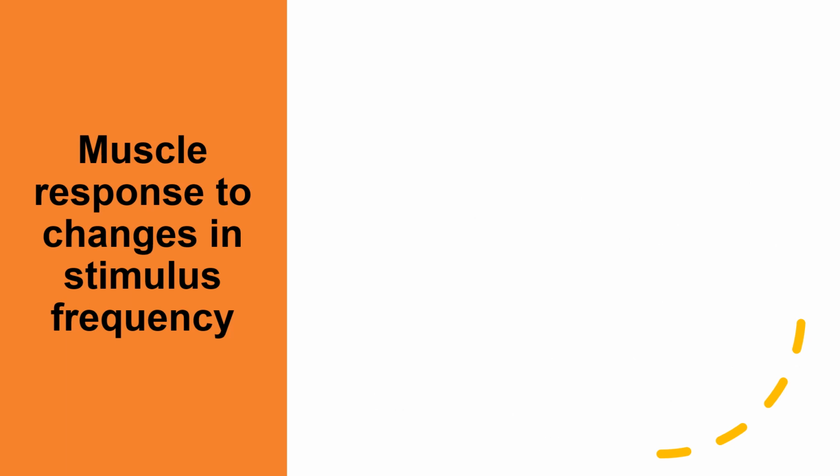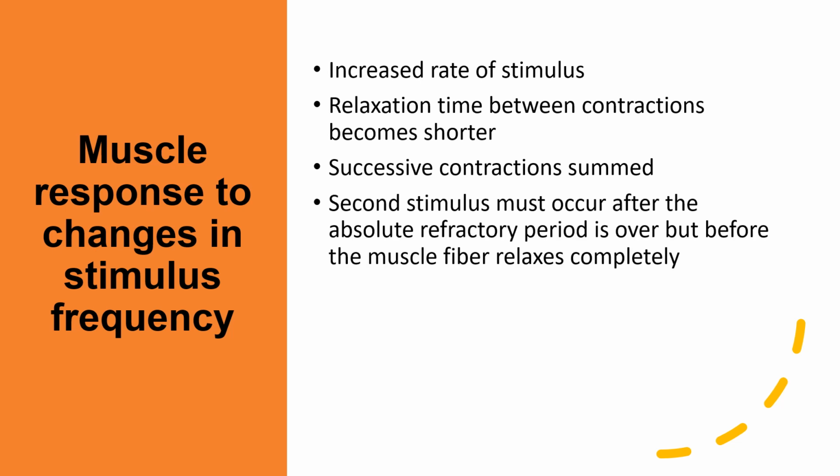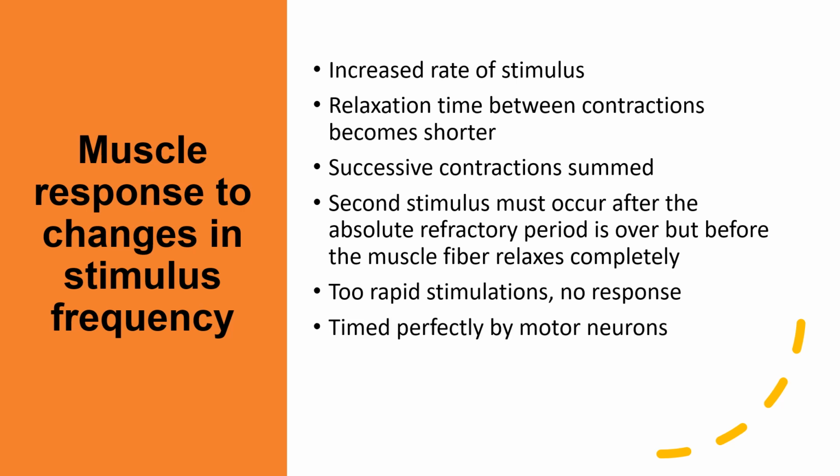So now let's summarize what happens when a muscle is responding to changes in the stimulus frequency. If we increase the rate of the stimulus, that means that the relaxation time between contractions will become shorter, and then we will have successive contractions summed together. Now, the second stimulus must occur after the absolute refractory period is over, but prior to the muscle fiber completely relaxing. If there is too rapid stimulation, then there will be no additional response.